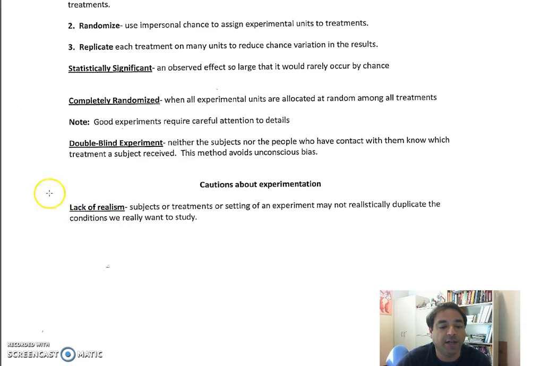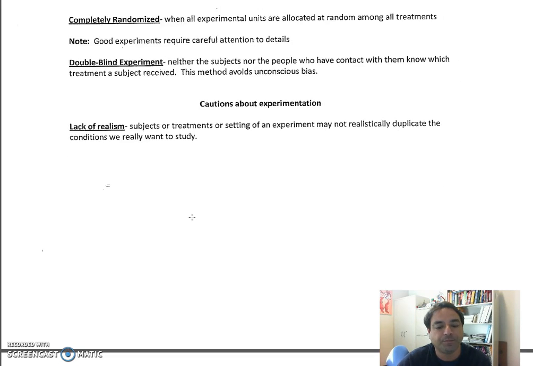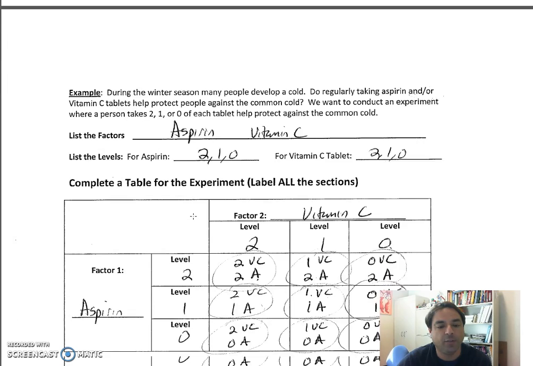And you want to make sure that you have lack of realism. Subjects to those treatments or the setting of an experiment may not realistically duplicate the conditions. For example, if I want to find out how children interact with each other, but I put them in Disney World, they'll be hyped up with stimuli, versus in a library, when I really want to put them in a classroom setting, something typical.